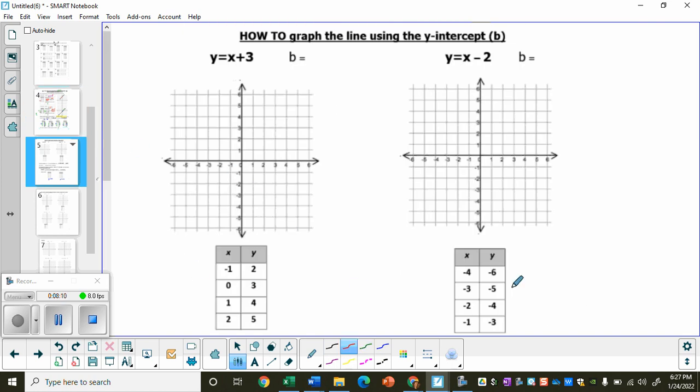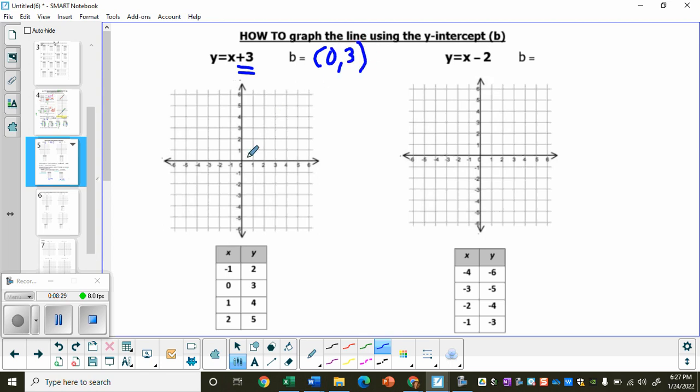And I have the table of values here, the training wheels, if you will, just to check and verify afterwards. But really, I'm just trying to point out that if you know the equation is x plus 3, and you know this thing has a plus 3, you know it's going to cross at (0, 3).